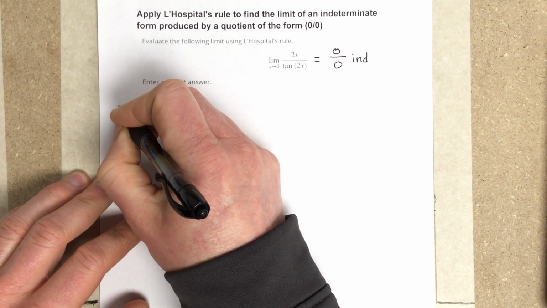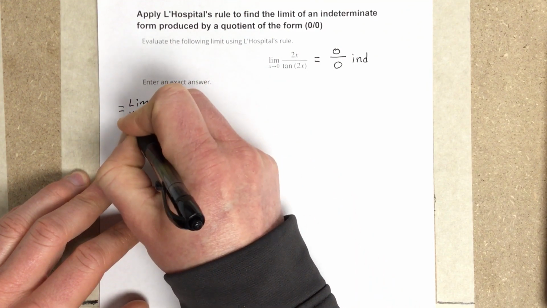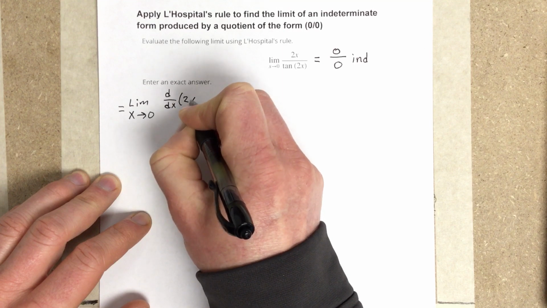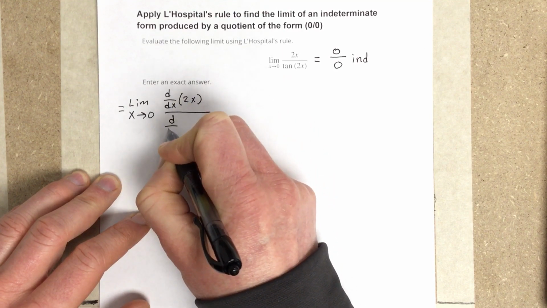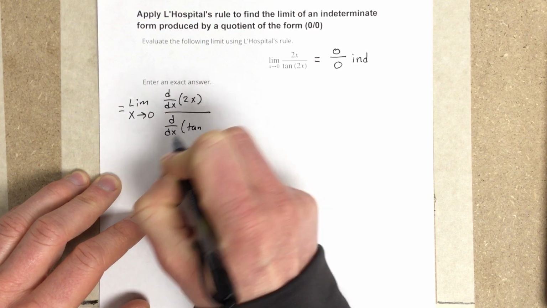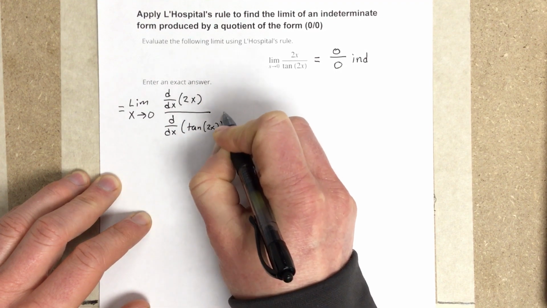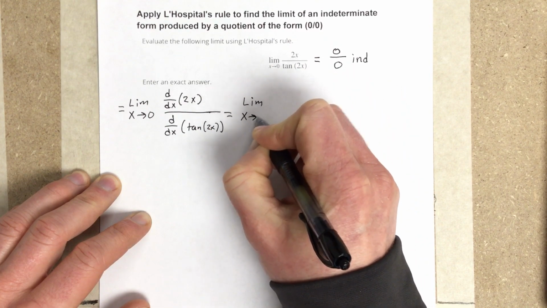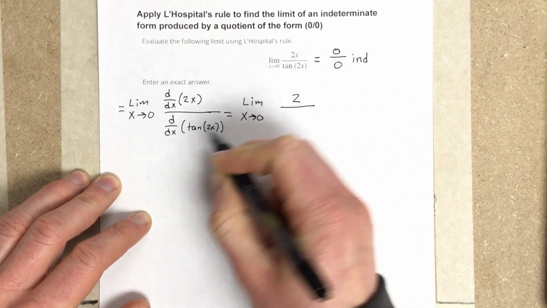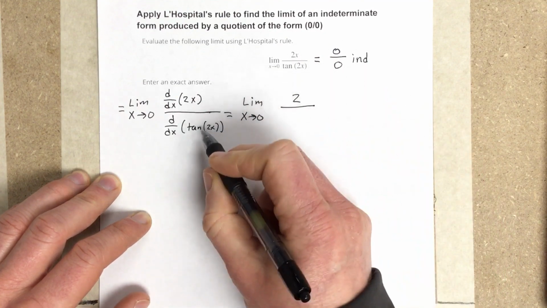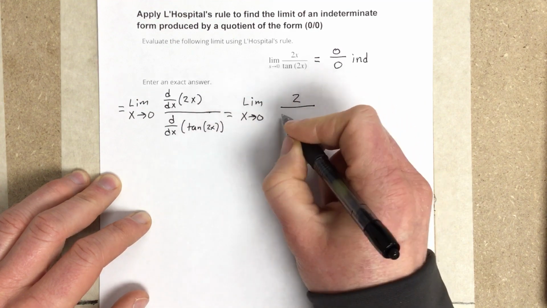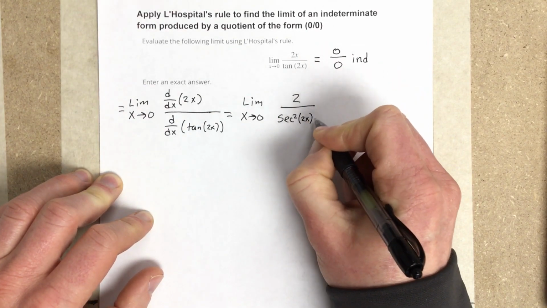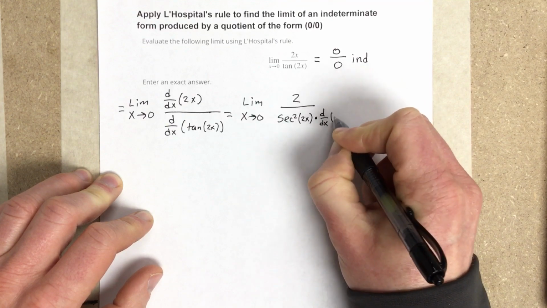Now we're going to find the limit as x approaches 0 by using L'Hopital's rule, which says to take the derivative of the numerator separately from the derivative of the denominator. When I take the derivative of the numerator, I end up with 2. So I have limit as x approaches 0, 2 over derivative of tangent 2x. So I'm going to have derivative of tangent is secant squared 2x, but I have to multiply this times the derivative, because it's chain rule, of 2x.